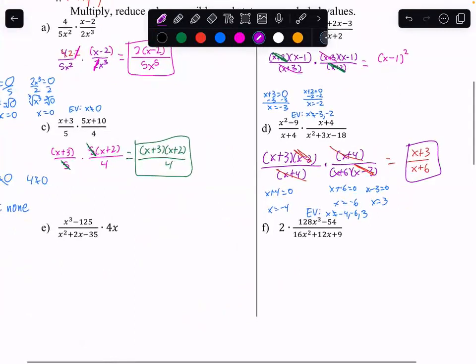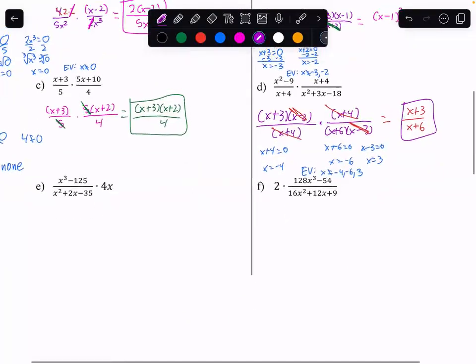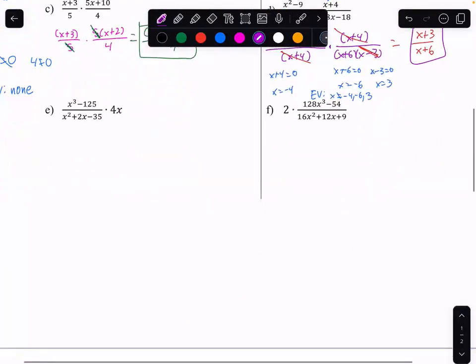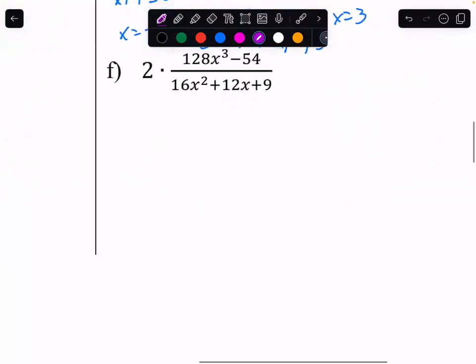Okay, so questions about either of these two? Okay, so let me jump down to letter F. I know many of you didn't get a chance to look at this one yet, but we'll just look together.